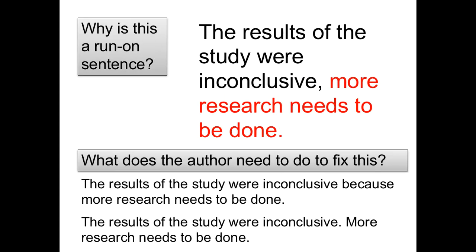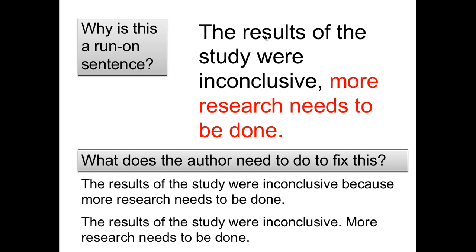Let's look at another common error. This is what's known as a run-on. What is a run-on? Well, here's an example. The results of the study were inconclusive, comma. More research needs to be done. Essentially, this bit in red, this second element to the sentence, is a complete sentence. It's a complete thought. Does it have a subject? More research. Yes, it does. Does it have a verb? Needs to be done. Yes, it does. So this is a complete sentence on its own.